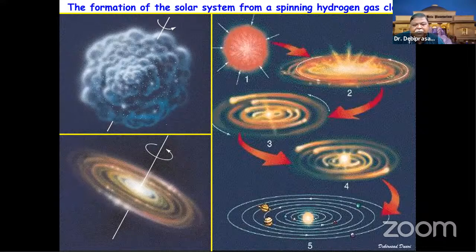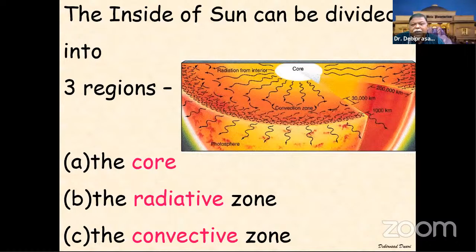to the planetary system. If I bring down the sun from the sky and cut it like a watermelon, inside there are three regions. The very central part, where the thermonuclear fusion reaction is going on, is called the core. The energy that is produced inside the core, as it tries to freely flow over a huge volume, this region is called the radiative zone.